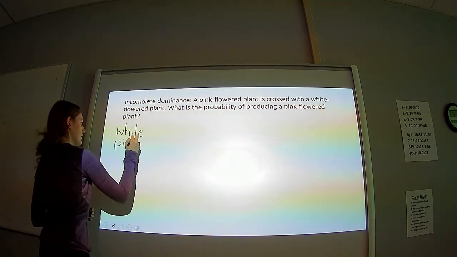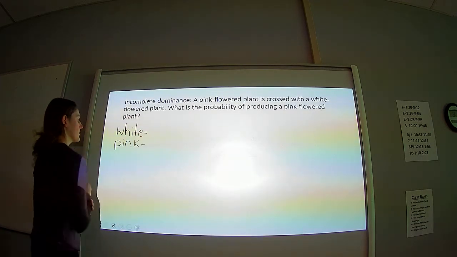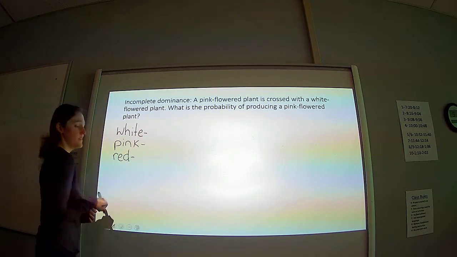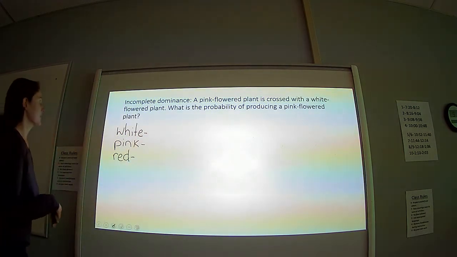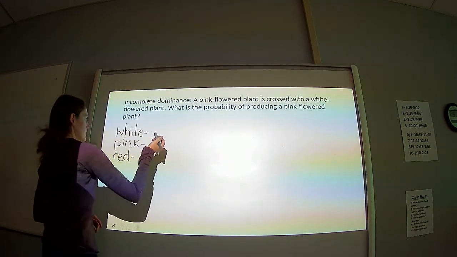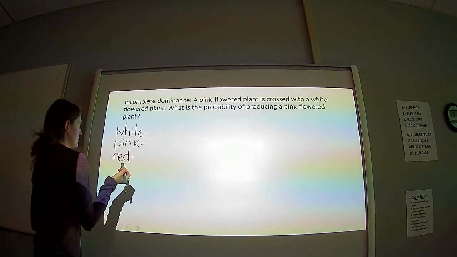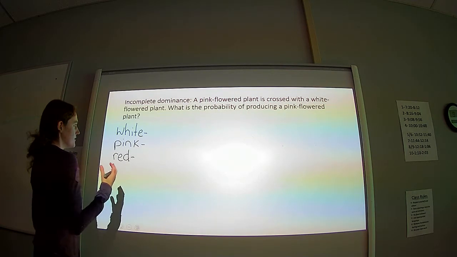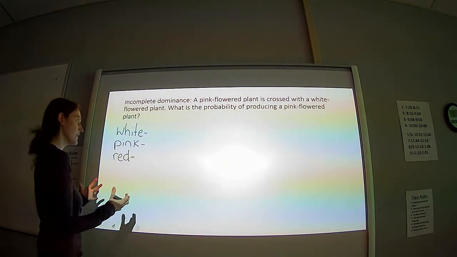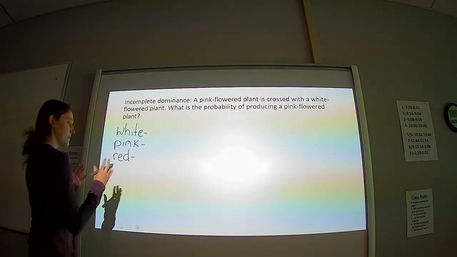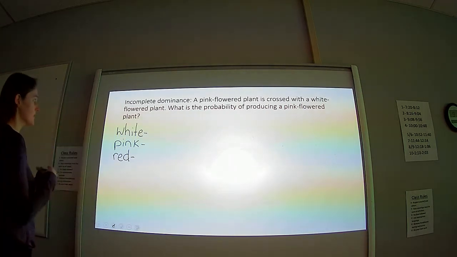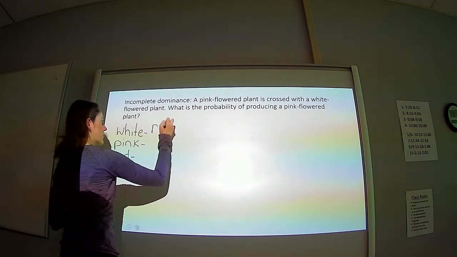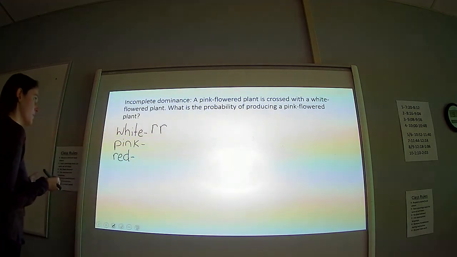Pink is going to be my intermediate. And in order to get pink, I would have to have red and white blending together. Let's see, what's the best letter to use here? I like to use letters that you can definitely tell if it's capital or lowercase. If you start using P's, everybody makes their P's different shape or different heights. W's is the same. So I'm just going to go with a regular one here and use an R. I can tell lowercase r's from capital R's.